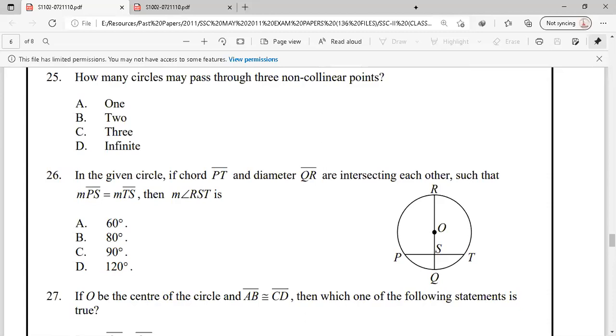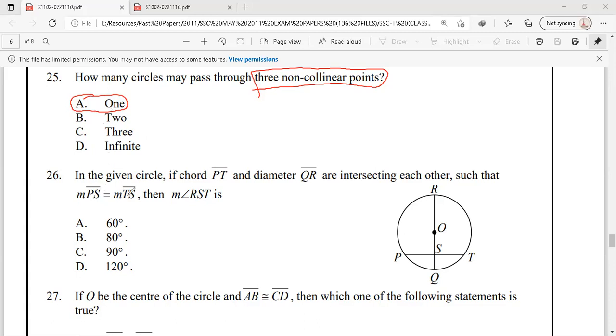Then we have question number 25 and 26. How many circles can pass through three non-collinear points? We know that only and only one circle can pass through three non-collinear points. Option A is the right answer.